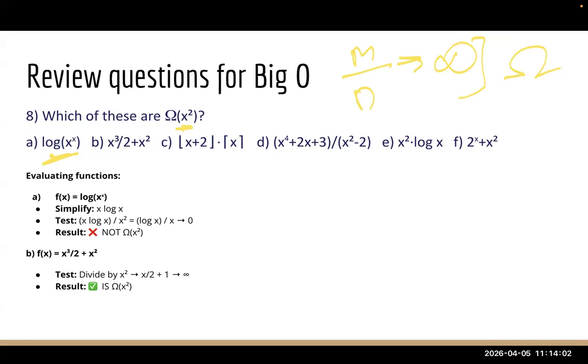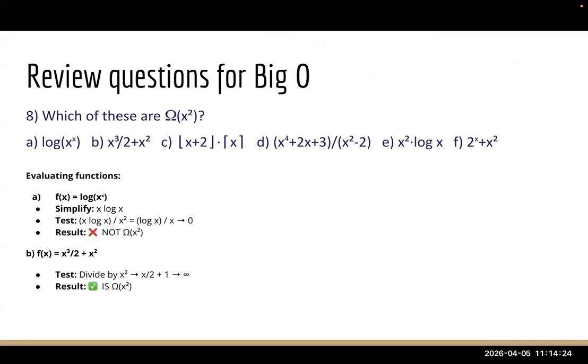Now this is basically called the limit trick for omega. You want to plug in x goes to infinity for this one. As you can see over here, this is basically x log x over x squared. This becomes log x over x. Since x is a greater value than log x, it just goes to 0. So that's why it's not in omega format.